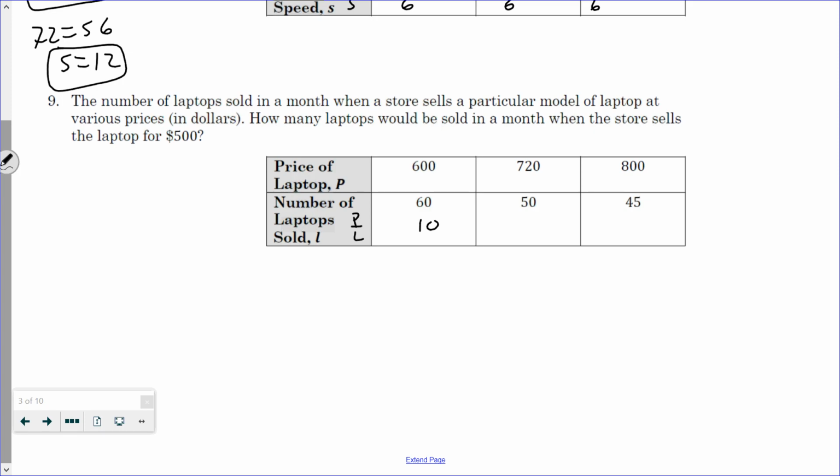It is 720 divided by 50. I'm not sure what that is off the top of my head, but it's definitely not 10. So I know that it can't be a direct variation. So I'm going to check if it's an inverse variation.